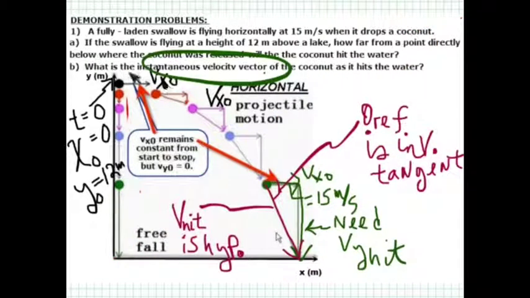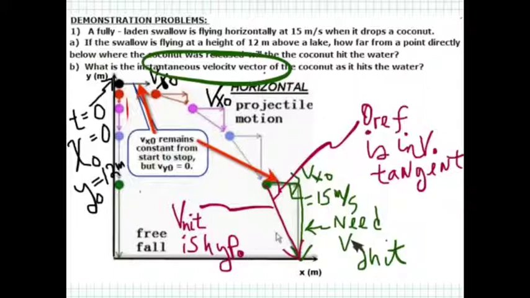Part B is, what is the instantaneous velocity vector of the coconut as it hits the water? So velocity is a vector. This means we need the x component of the velocity vector at the instant it hits the water, and that is simply Vx naught, which is 15 meters per second.